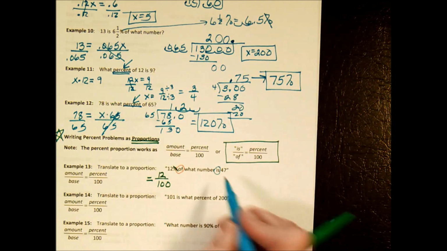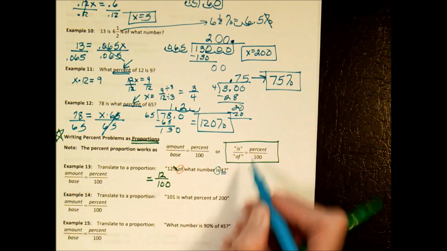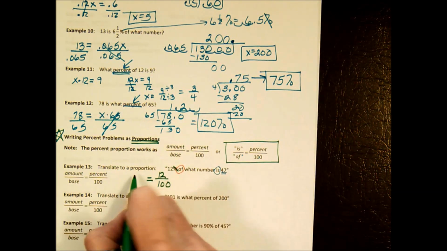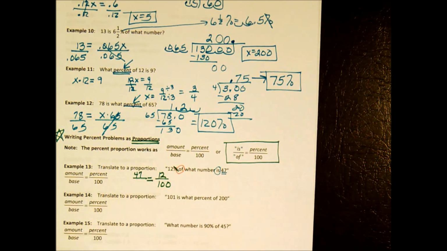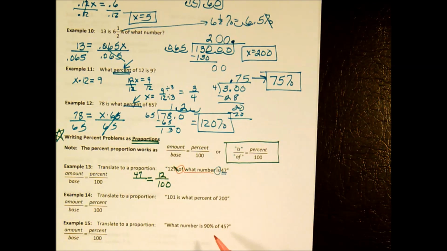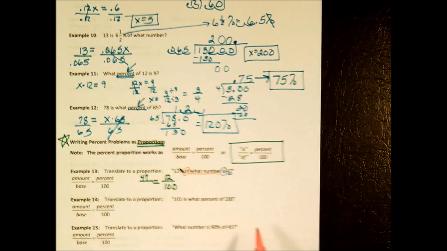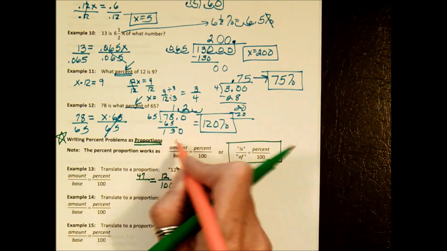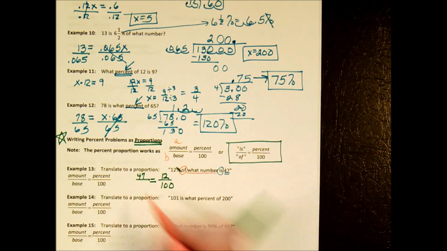The number that goes with the is word is 47, and it goes on top. The number that goes with the of word is what number? We don't know it, so that would be our X. But to keep it consistent with MathXL and MyMathLab, they are going to use A for the amount and B for the base. So we're going to use a B there, and you have your proportion set up.